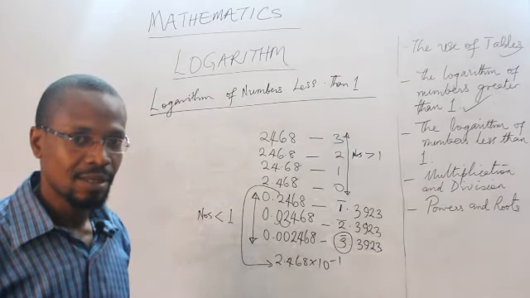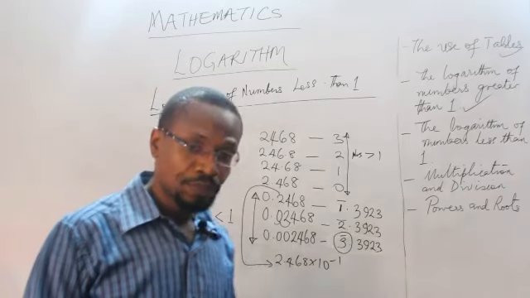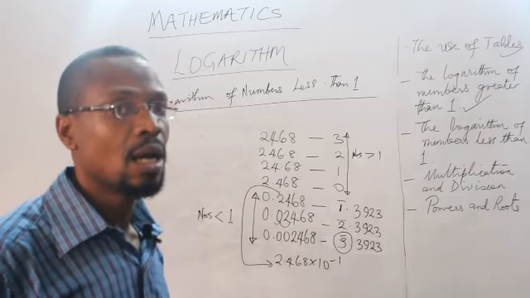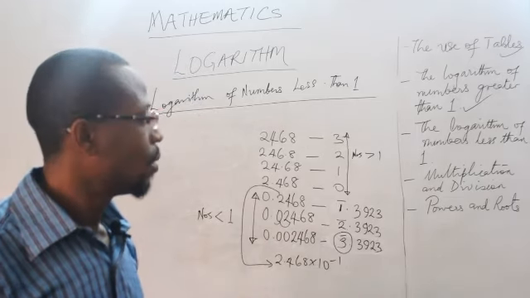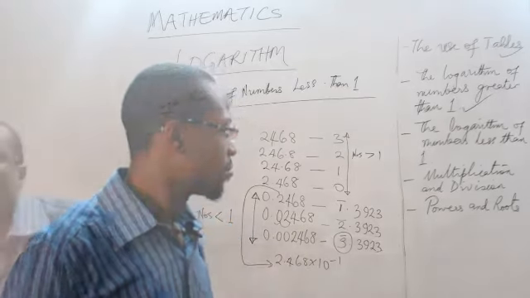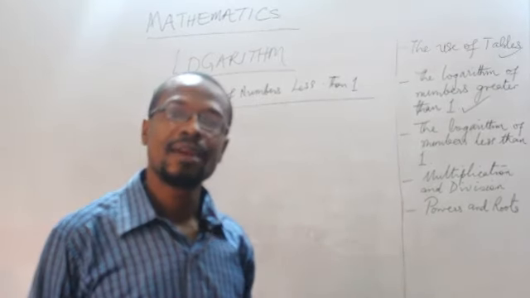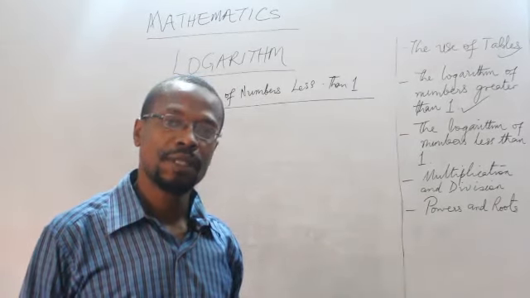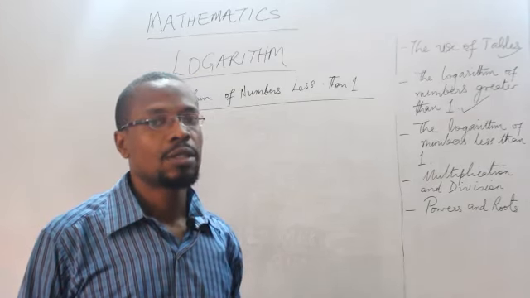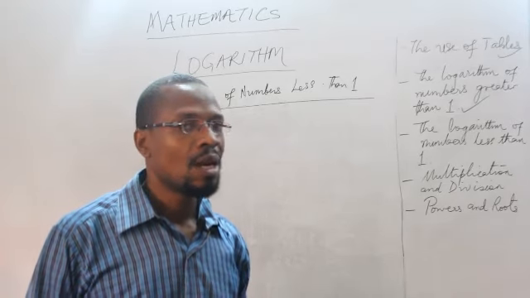Does that make sense? Good, because your mantissa will not change. So that's for the logarithm of numbers less than 1. We'll move on to multiplication and division. Okay, very quickly, before we consider the multiplication and division of logarithms, let us look at anti-logarithm.